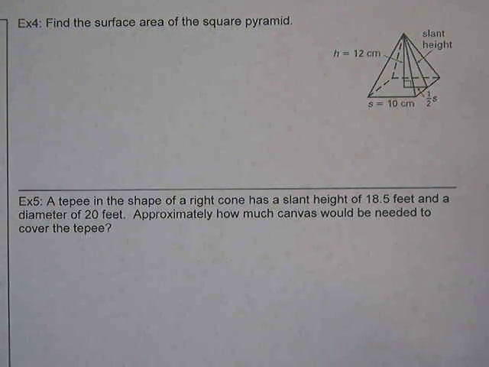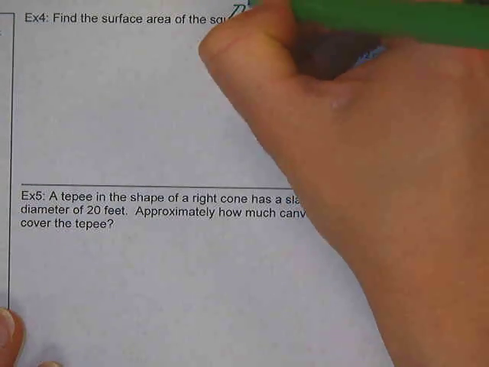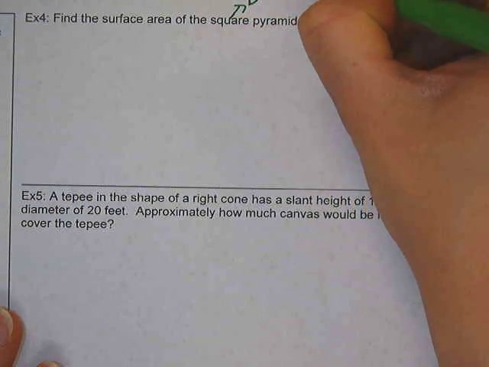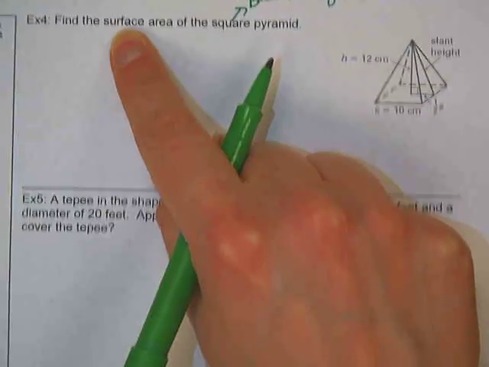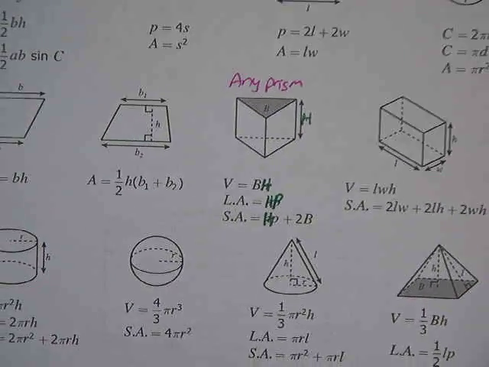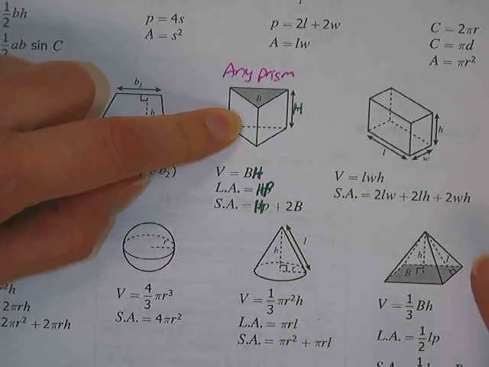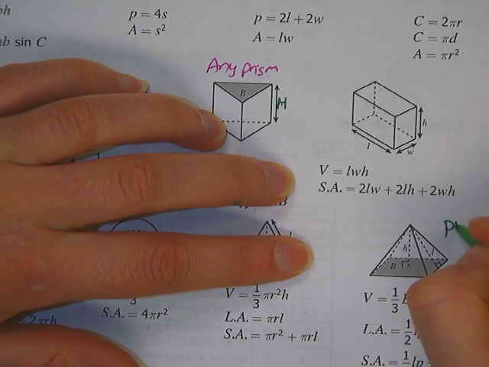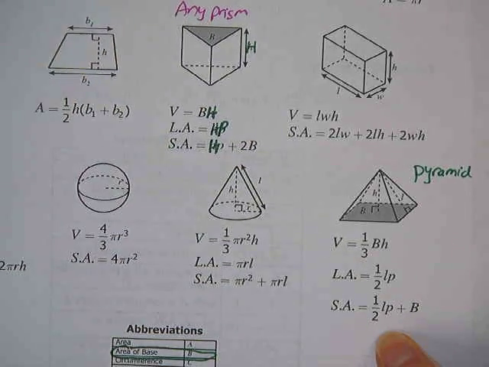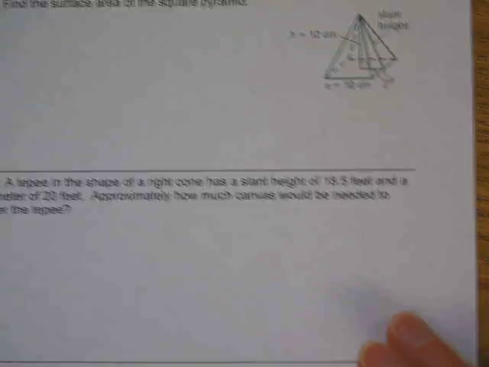We're going to be finding the surface area of a square pyramid. It's a square pyramid because that means your base is a square. To find the surface area, let's get out your formula sheet and find the pyramid. Hopefully you recognize that even though this has a bunch of triangles, this is the one that is actually a pyramid. So we're going to use this formula down here for surface area: surface area equals 1/2 LP plus B.